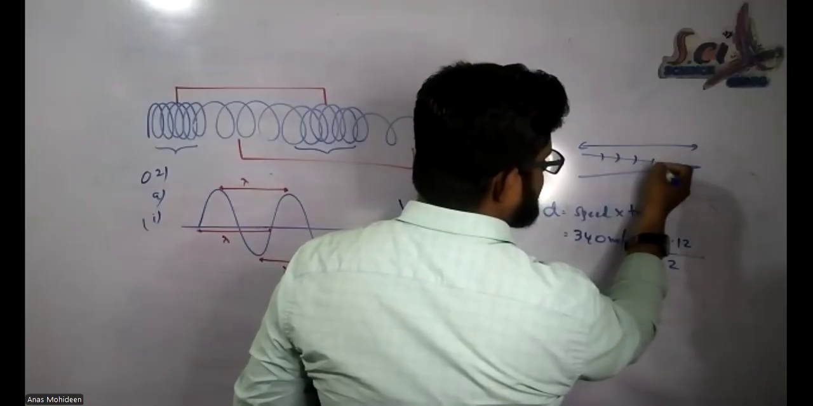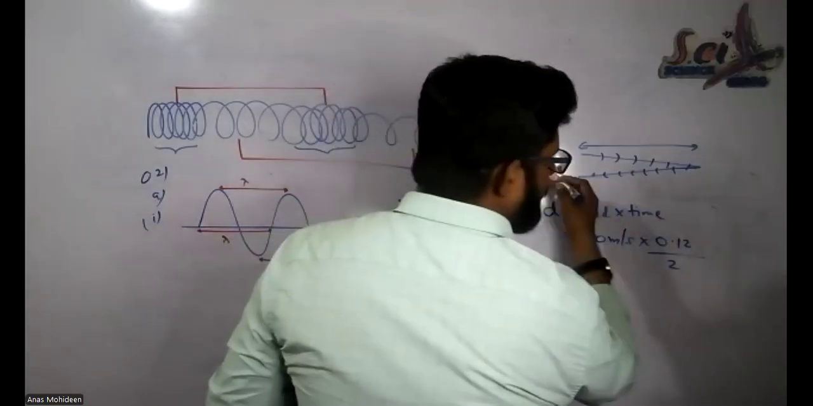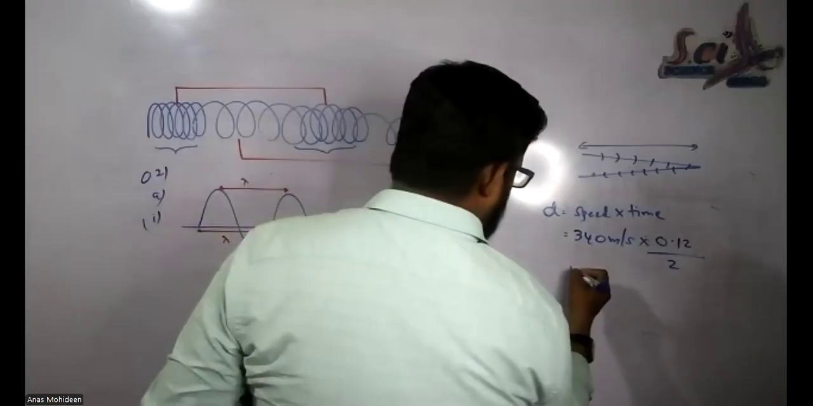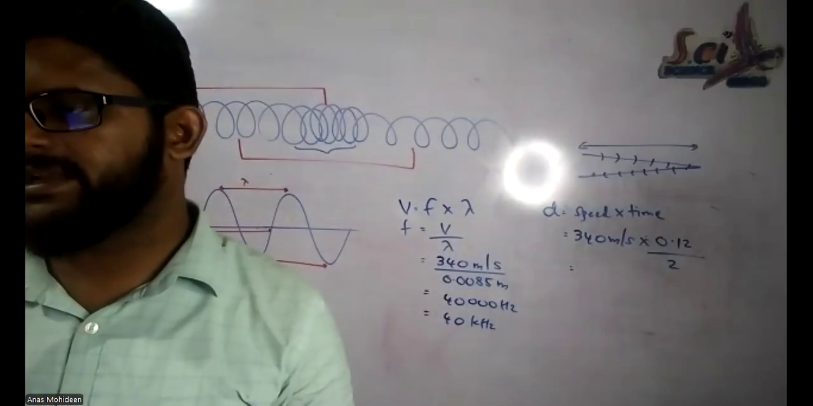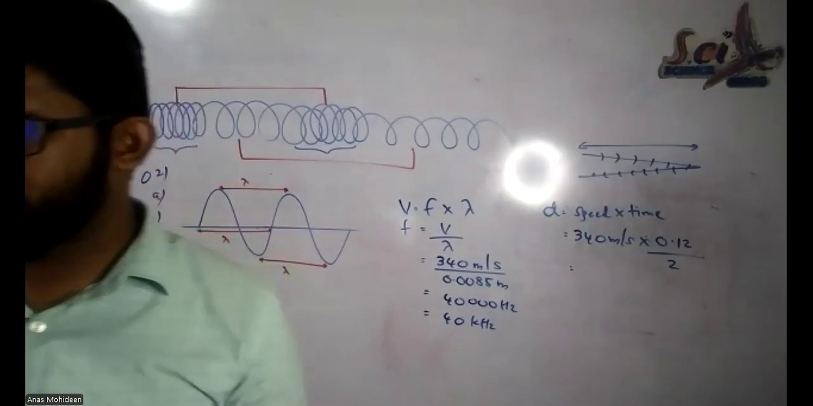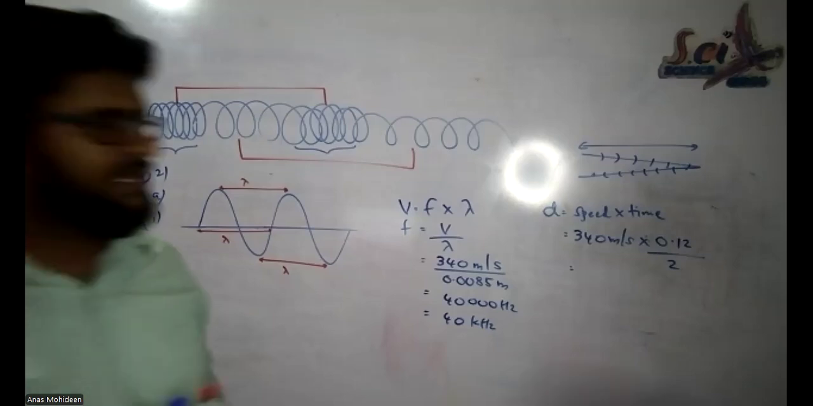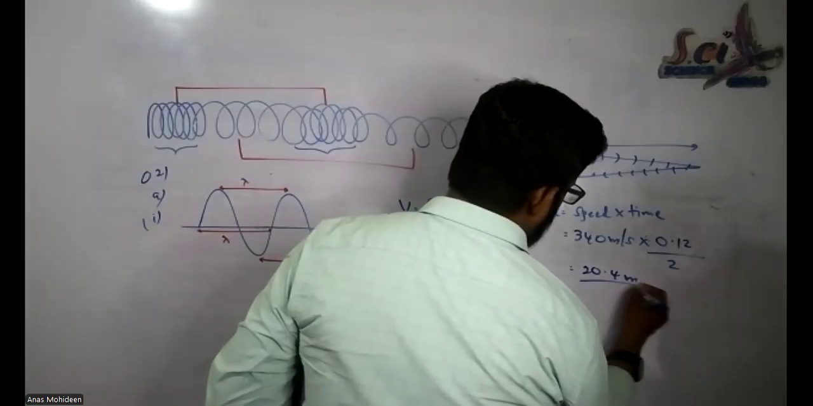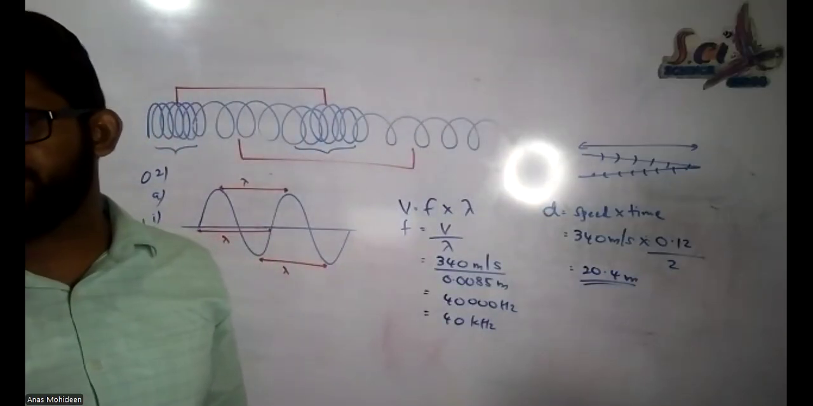It's moving like this, and it's coming back. So it's moving for two distances, but I need only one distance. So I'm dividing the time by 2. So how much should it be? The answer is 340 into 0.12 divided by 2. Is it 20.4? 20.4 meters.